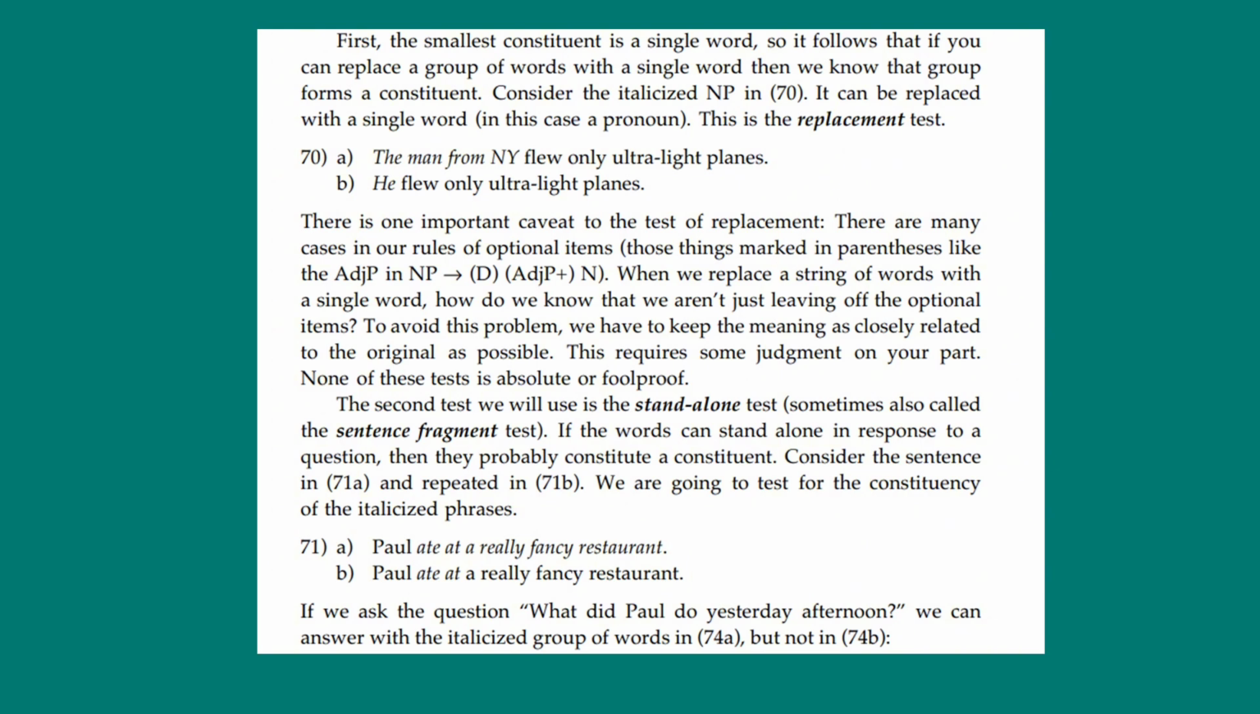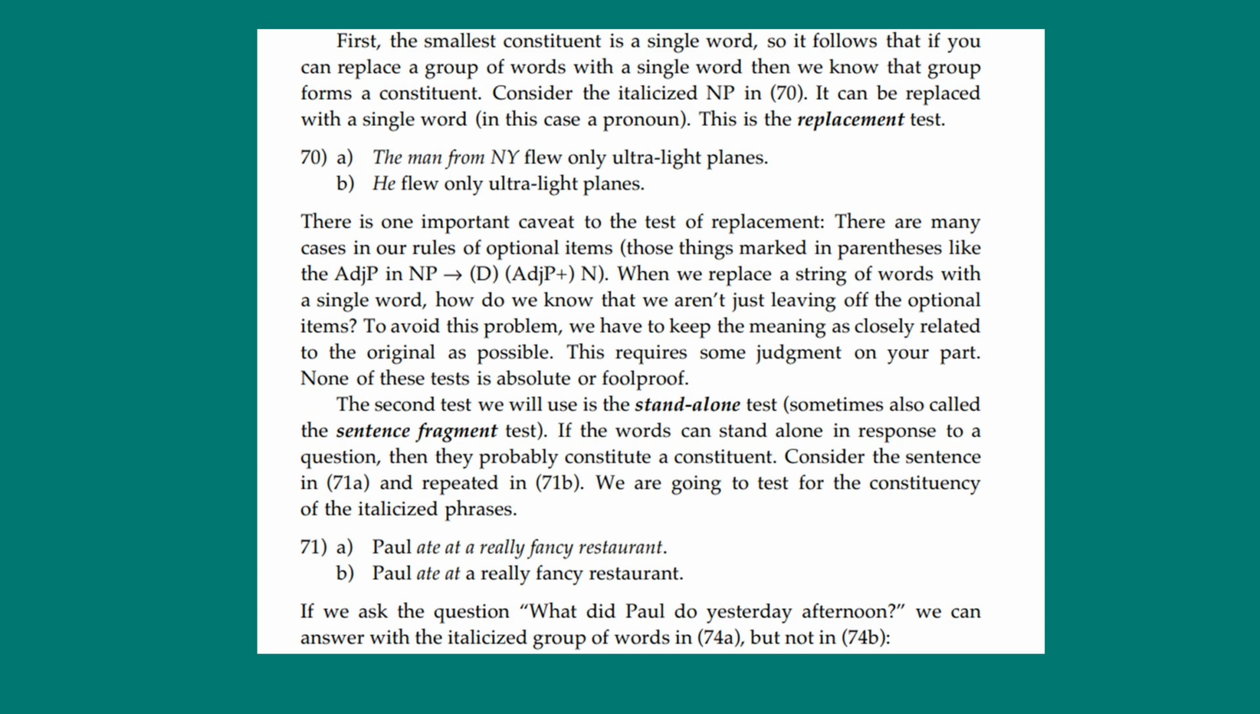There are many cases in our rules of optional items, those things marked in parentheses, like the adjective phrase in NP. So when we replace a string of words with a single word, how do we know that we aren't just living off the optional items? To avoid this problem, we have to keep the meaning as closely related to the original as possible. This requires some judgment on your part. None of these is absolute or foolproof.